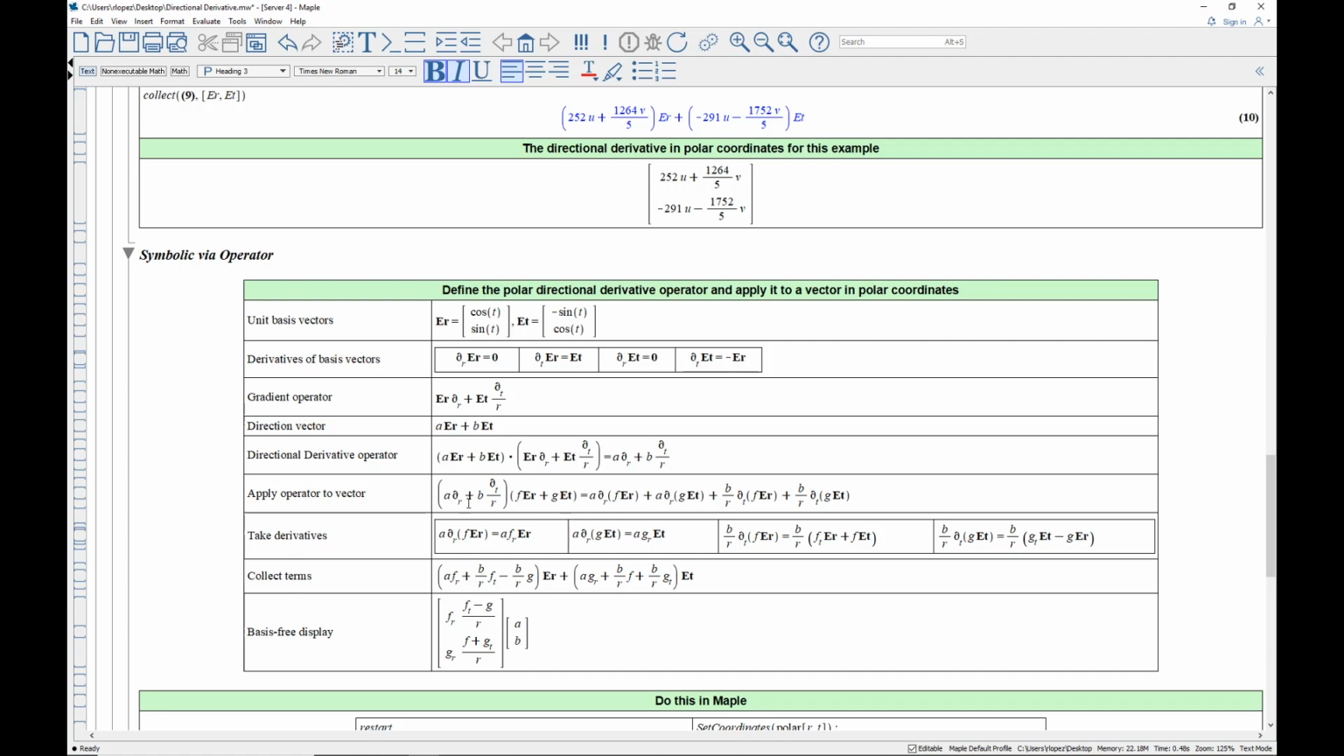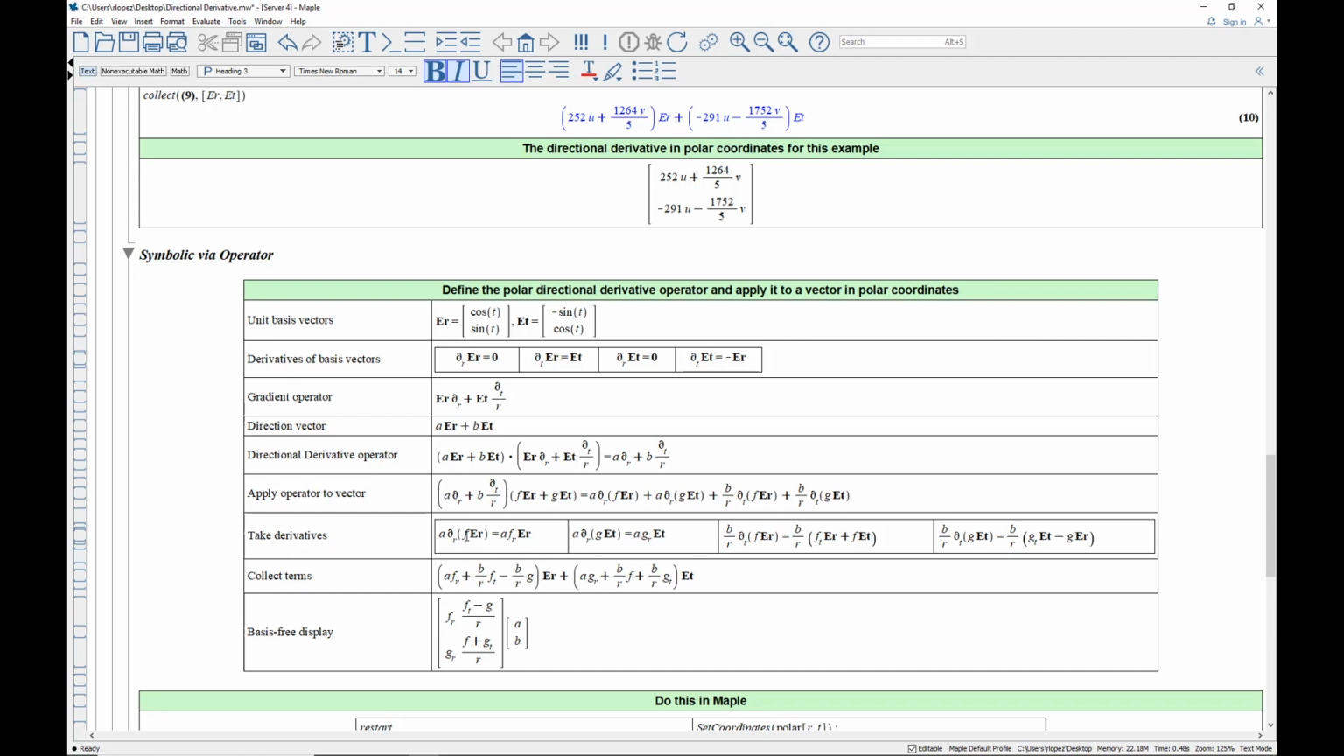Well, you're going to get 4 terms. Partial with respect to R on each of these 2 terms, and partial with respect to t on these 2 terms. So A partial R on this product, A partial R on this product, B over R partial theta on this product, B partial theta over R on this product. And now you have to differentiate these products correctly.